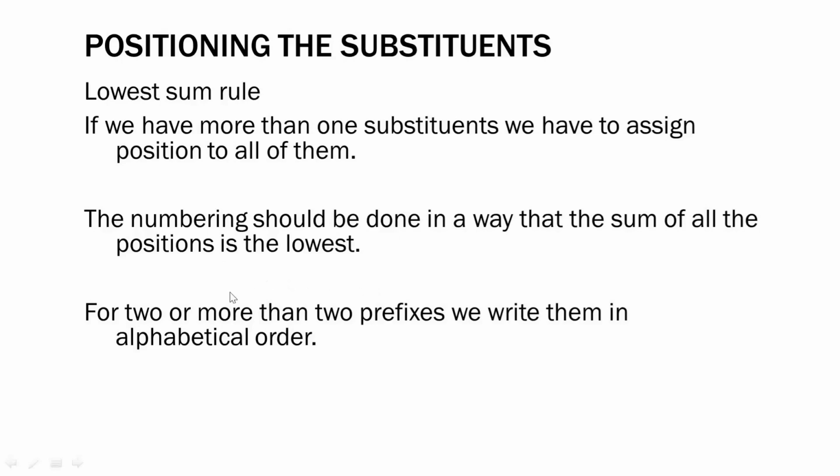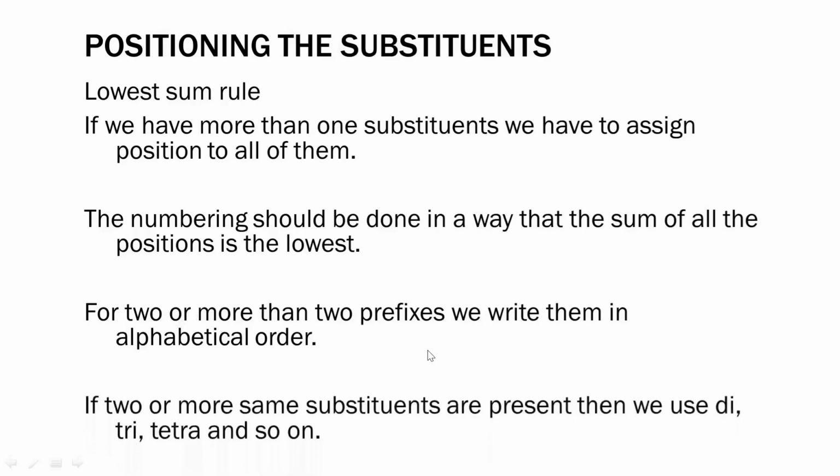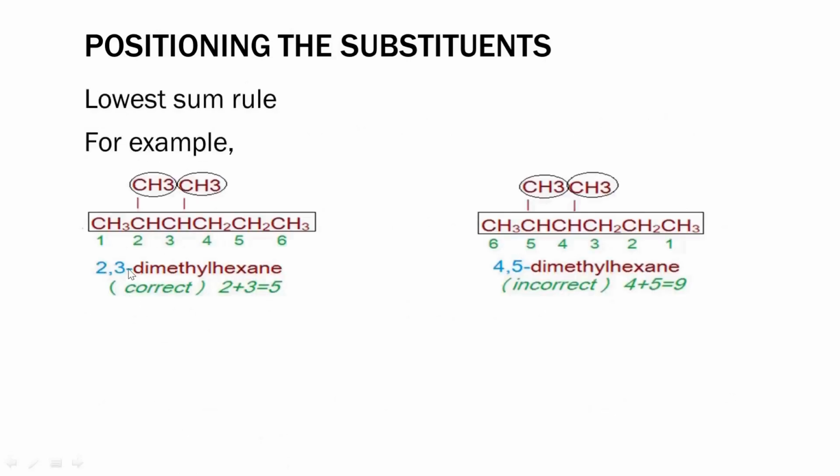Alright, and if there are 2 or more prefixes, we write them in alphabetical order, and for 2 or more same substituents, we use di, tri, tetra, and so on. For example, for this compound, there are 2 methyl groups, that's why we use dimethyl, and the position is, if we start from this end 1, 2, 3, 2 and 3, if we start from this end 4 and 5, and 2 and 3 are preferred, and this is the correct position, and 4 and 5 is not taken.